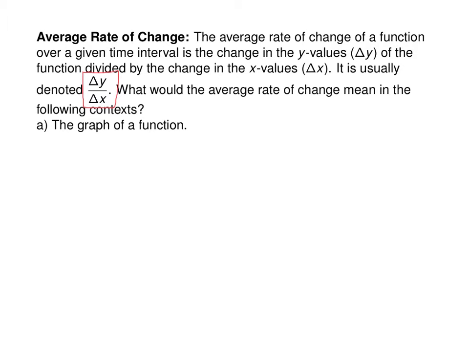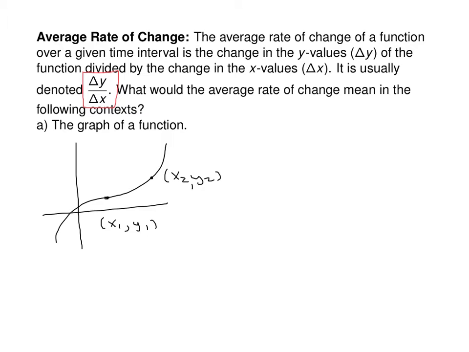What would the average rate of change mean in the following context? So suppose we have a function. So here's our function. And we have 2 points in that function. The first point right there, that's x1, y1. The second point right there, x2, y2. Okay, so delta y over delta x will equal y2 minus y1, that's the change in the y values, divided by x2 minus x1.